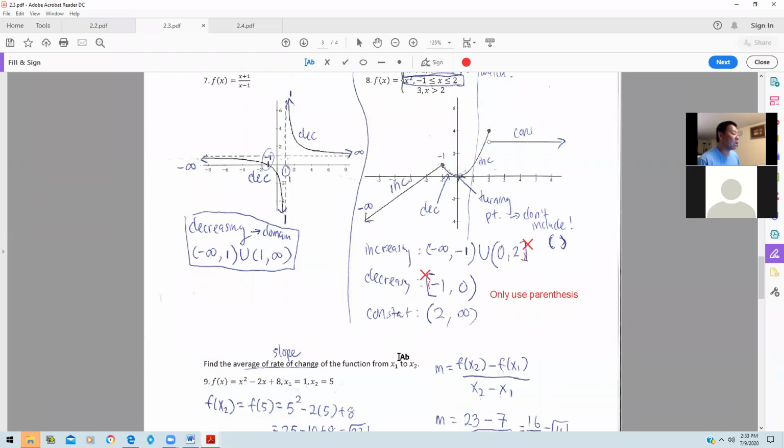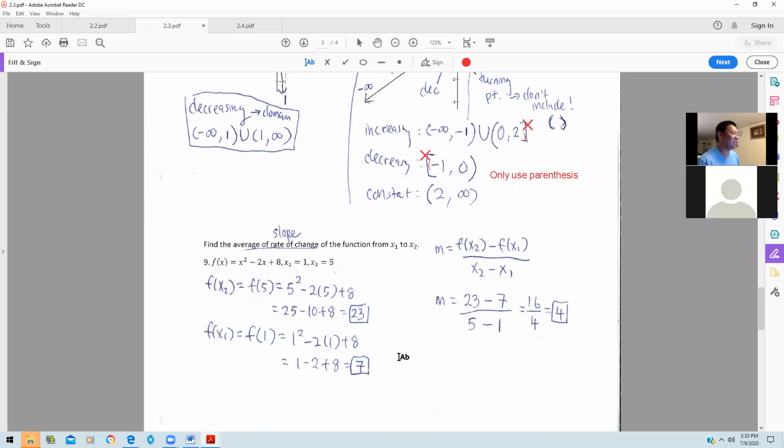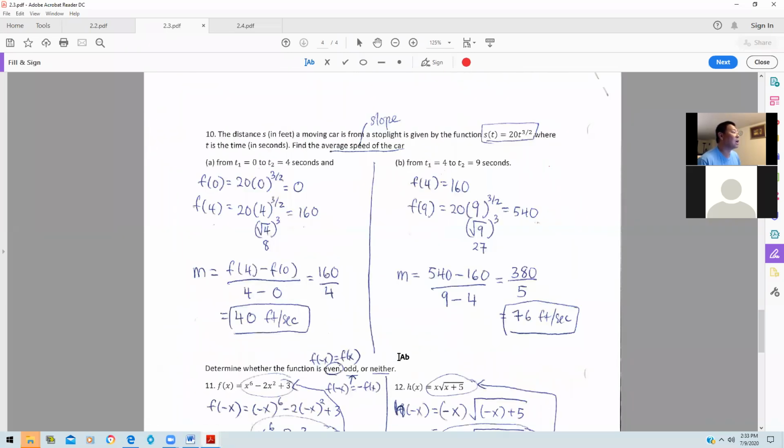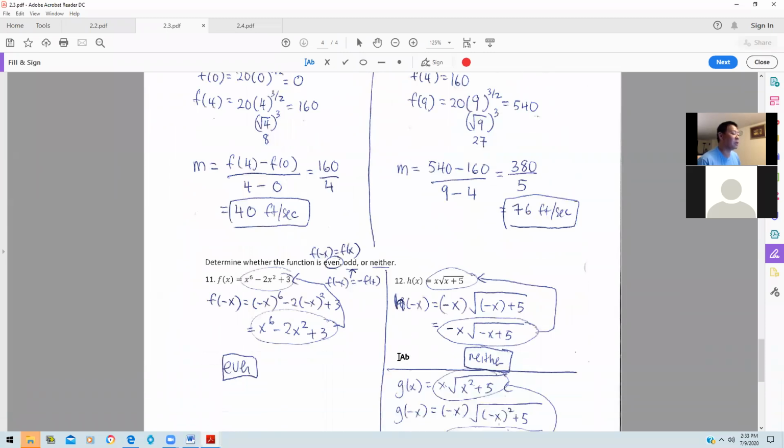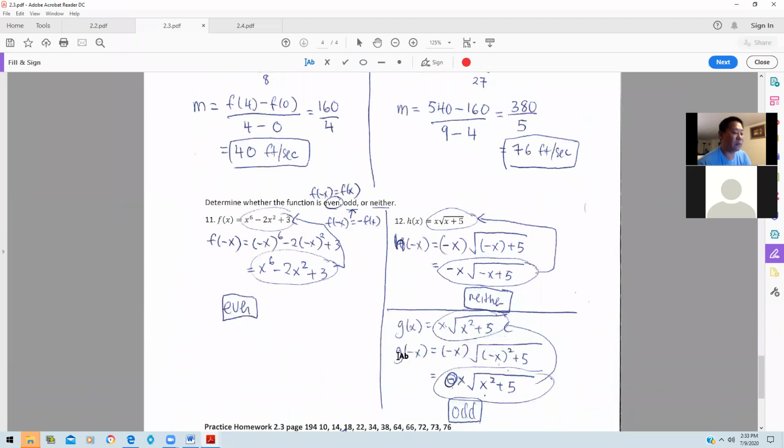Okay. Slope, I think you guys managed to find this. This is not too difficult, a slope case. Same thing, this is slope. Now we do the last part, even and odd.